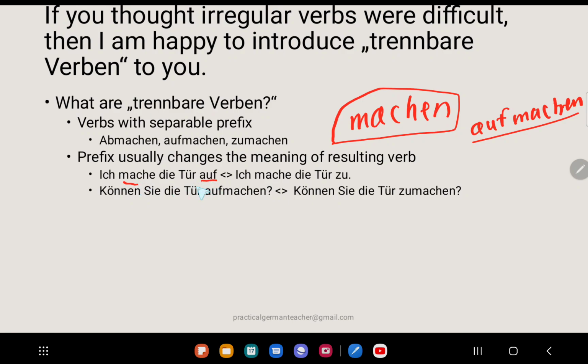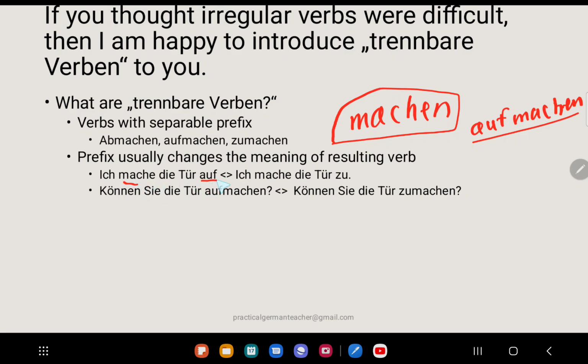You're wondering, okay, why is it not with it if it's part of the verb? But it is part of the verb. It is a prefix, but it is separable. So it has been separated out and used at the last position. So machen means to do, but here in this, I hope you know what die Tür means. It's the door. Ich mache die Tür auf.